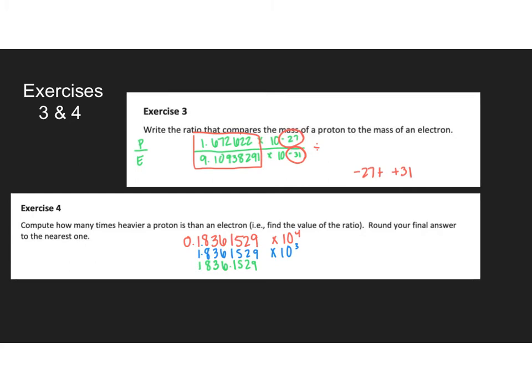We have our final answer down there, and it says round it to the nearest 1. So our 1's position is right here. So this is 1,836. So about 1,836 times greater. The mass of a proton is about that much times greater than the mass of an electron. Okay?